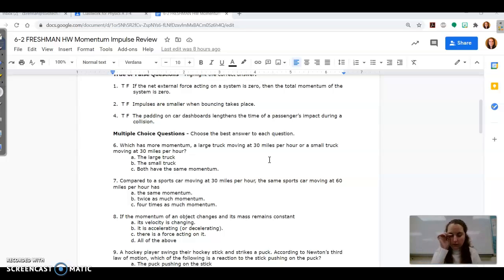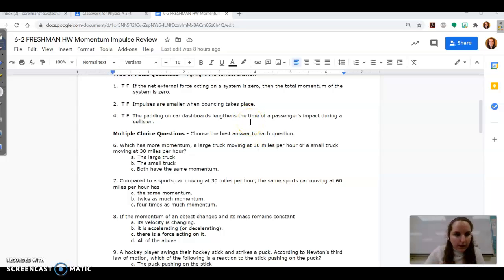This is false. Impulses are greater when bouncing takes place because basically the thing comes to a stop and then bounces back up again, and the force required in order for something to bounce back up again is greater than for what it was to have it stop.